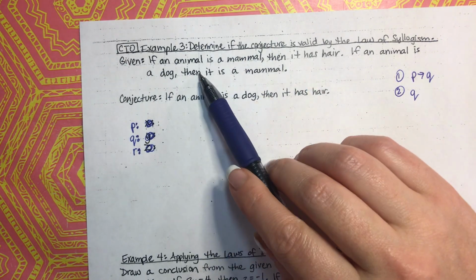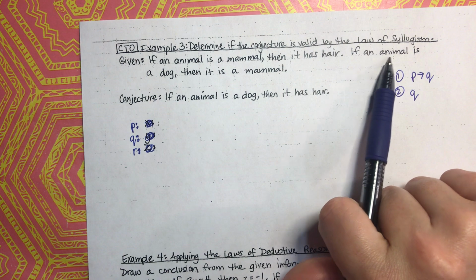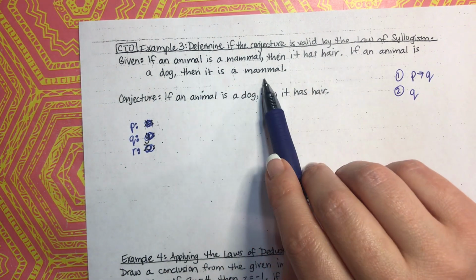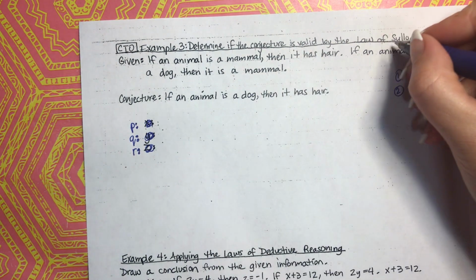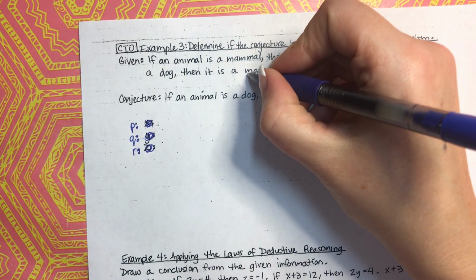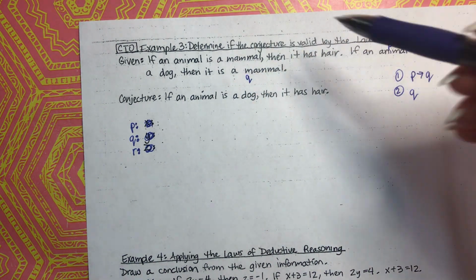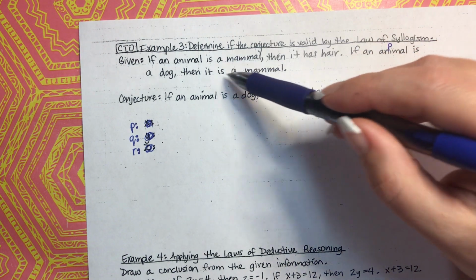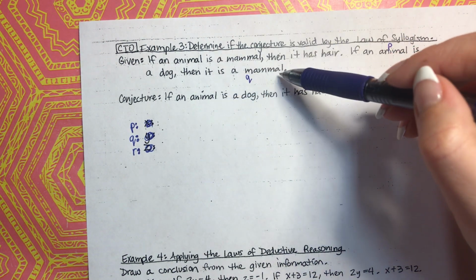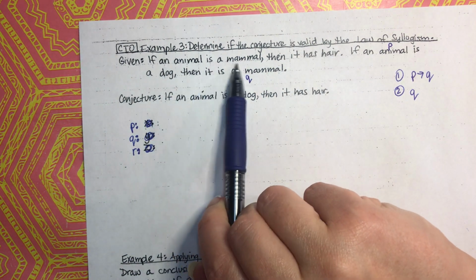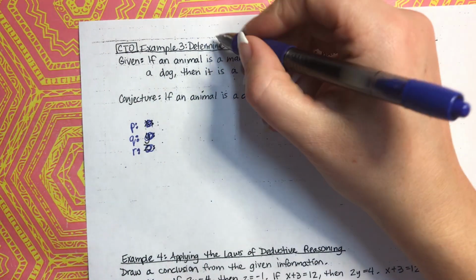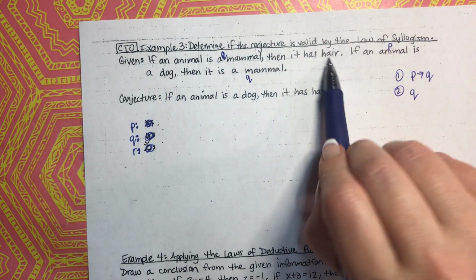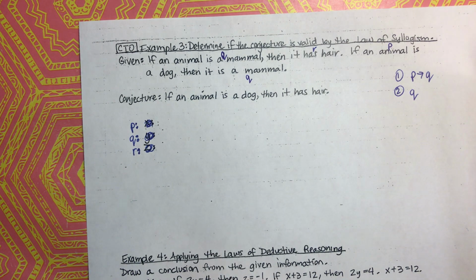If an animal is a dog, then it is a mammal. So this would be my P, an animal is a dog, and my Q would be it is a mammal. If that's my P and this is my Q, then the first sentence would have to start with an animal is a mammal. Does this start with an animal is a mammal? It does. This starts with my Q, which would then make this, then it has hair, that would be my R.